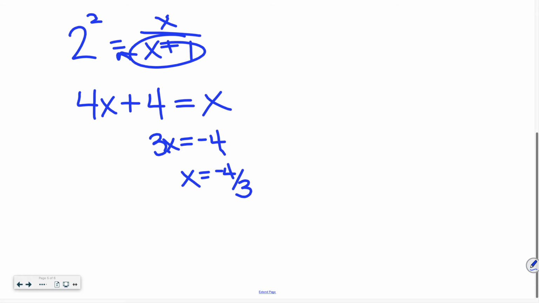Here's the thing about logarithmic equations. Logarithms are a little bit picky about what you put inside of them. Do you agree? Okay. They're picky eaters. All right.